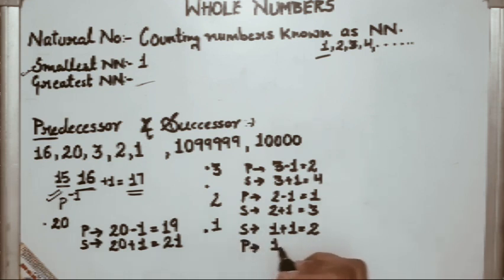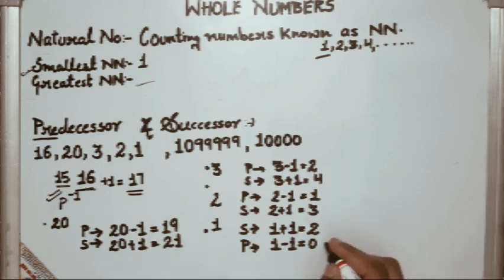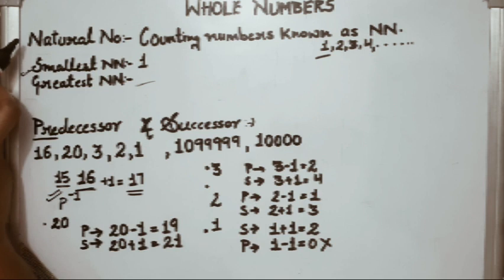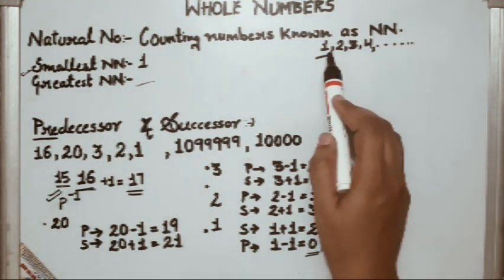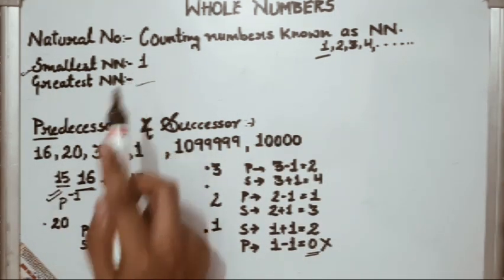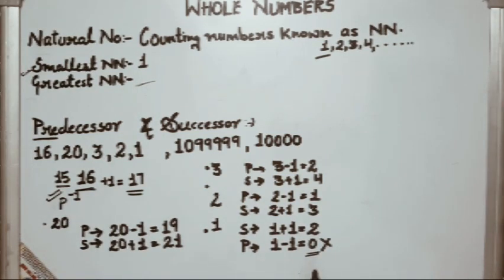You have to subtract 1 from the given number, and 1 minus 1 is 0. Is it correct? No, it is not correct, because we are learning now about natural numbers, and 0 is not a natural number. You have seen that 1 is the smallest natural number, not 0. It means that 0 is not a natural number, so you can't tell about the predecessor of 1. You must have learned it.